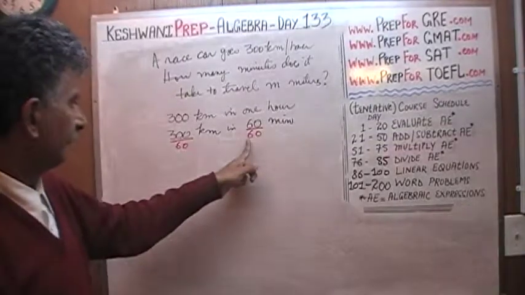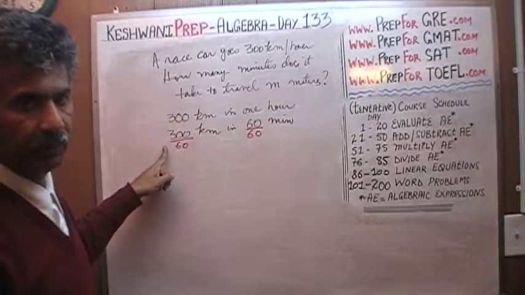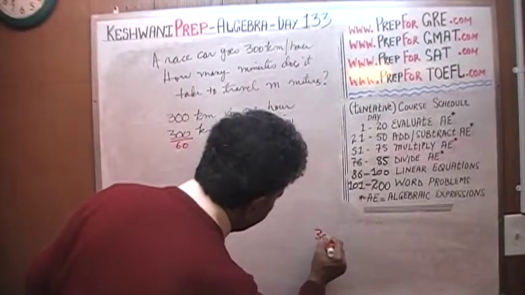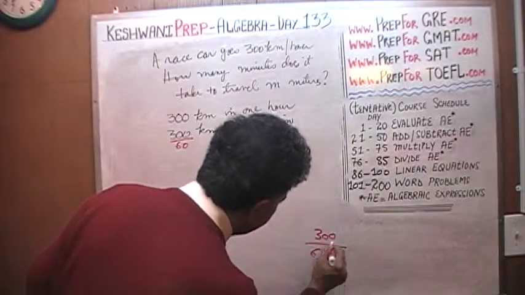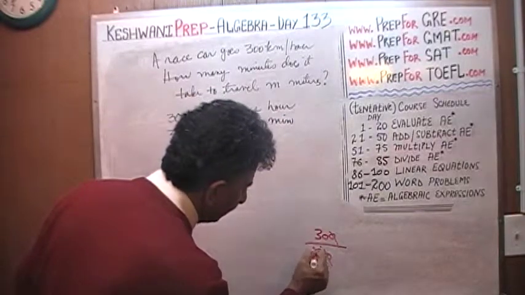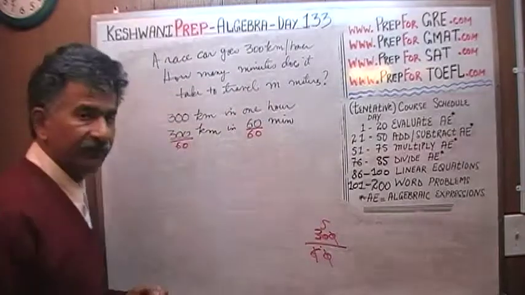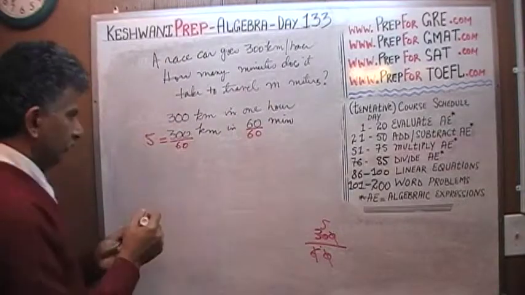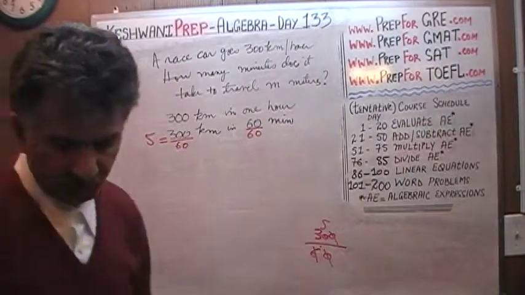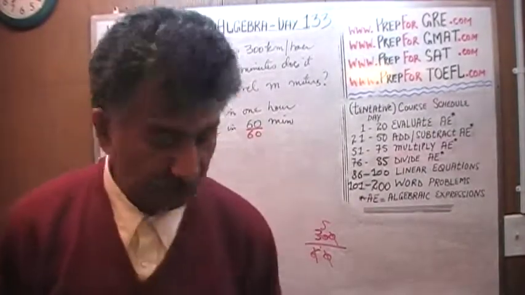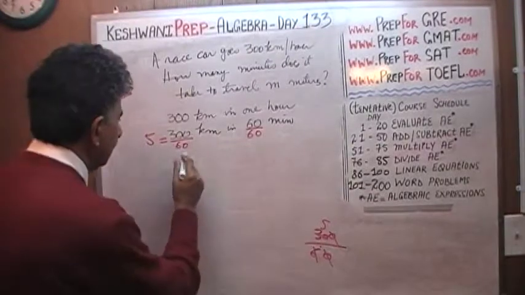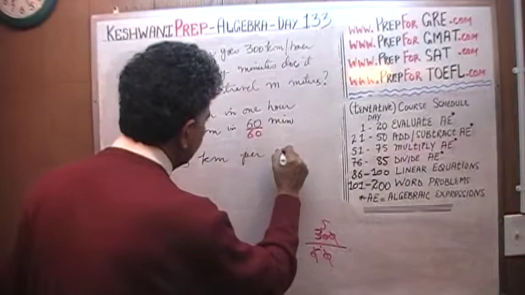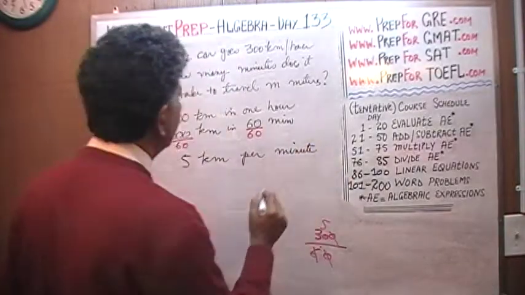This became 1. And this is going to tell us how many kilometers we are going in 1 minute. 300 divided by 60, the 0 cancels out, and there are 5 sixes in 30. So this is 5. So now we know that this guy is going at a speed of 5 kilometers per minute. Let's make a note here: 5 kilometers per minute.